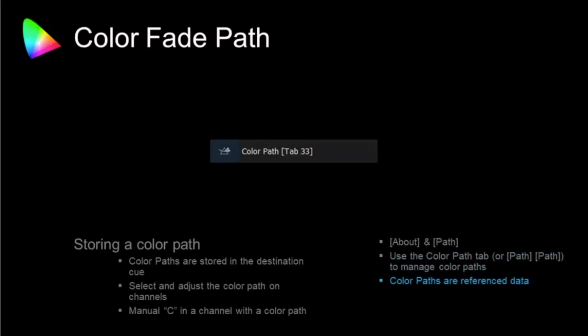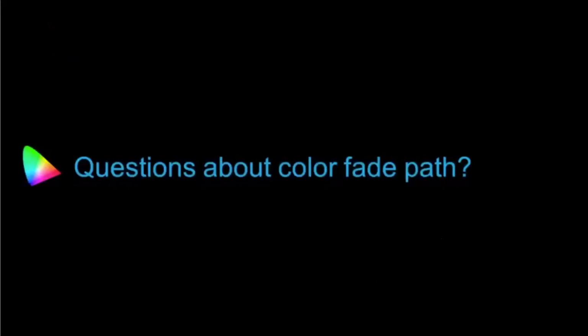And then just keep in mind that color paths are reference data, right? So if I am using color path 101 and I adjust it, every space I'm using color path 101 is going to be adjusted. That's a good thing. That's powerful if you know that that's what it's doing. It's bad if you don't expect it. But keep in mind that paths are referenced in the same way that palettes, presets, and all sorts of other things are. So before we get to general questions, is there anything in particular about paths?